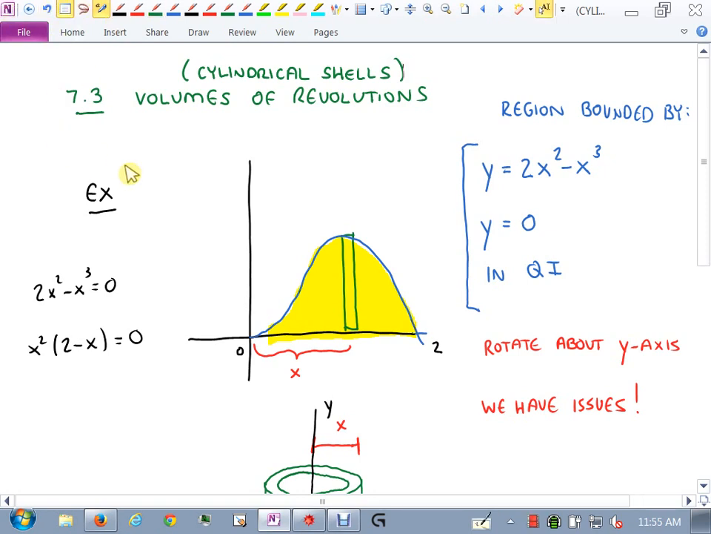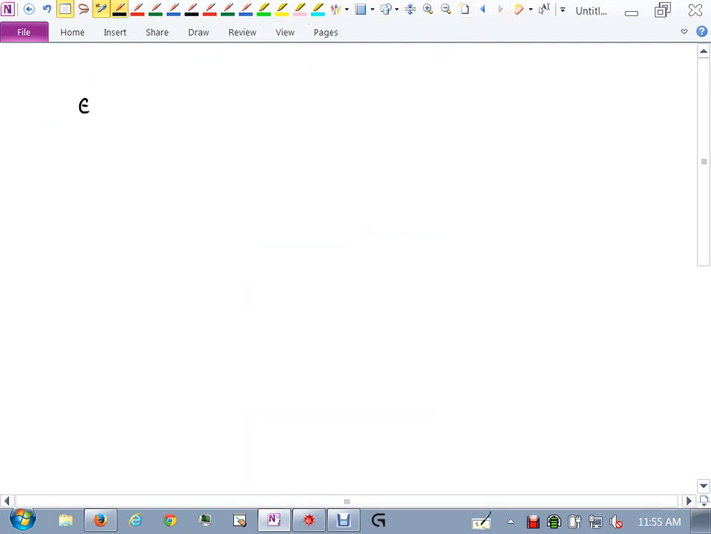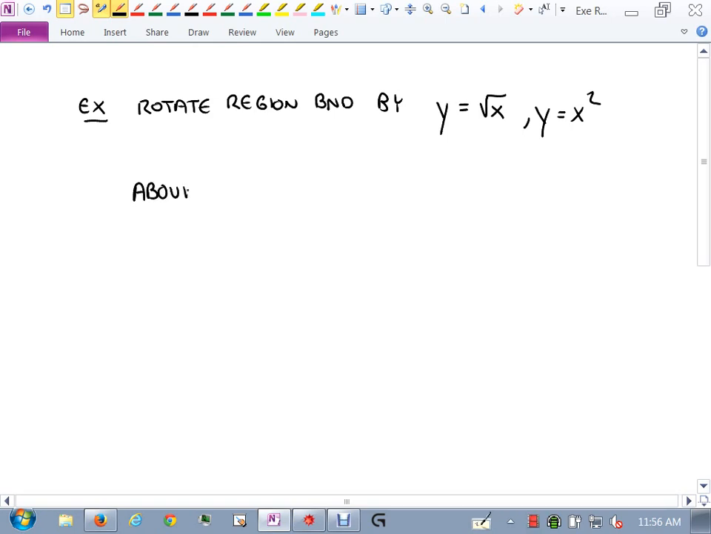Okay, I'd like to give you a problem that's going to be a little more challenging, but let's see if we can handle it or not. So how about: rotate the region bounded by y equals, we'll stick to some simple stuff, about x equals -2.